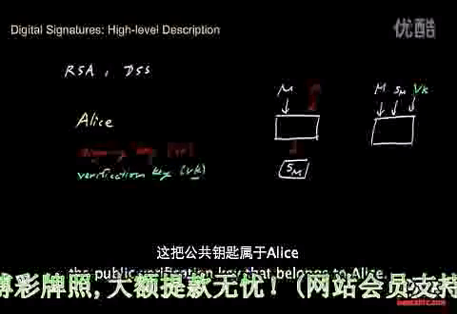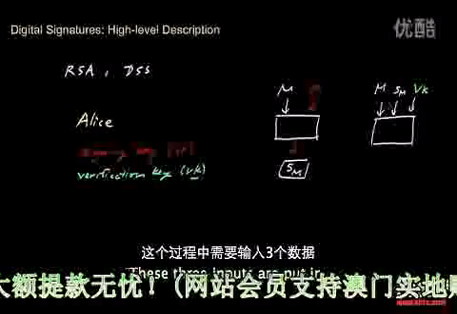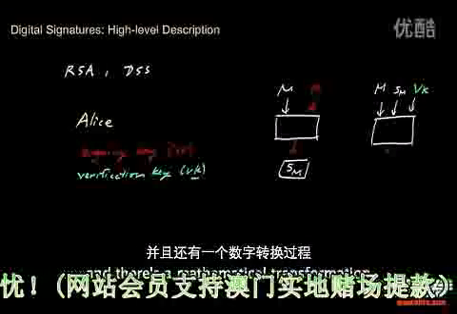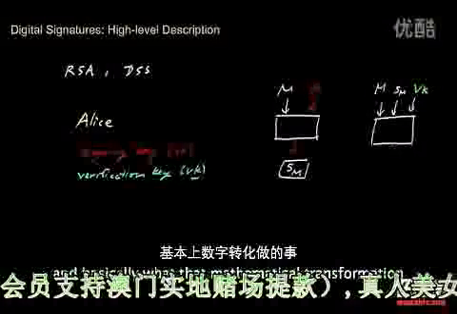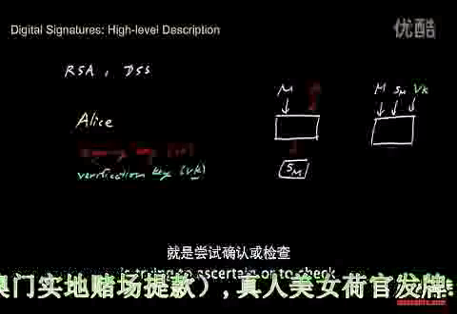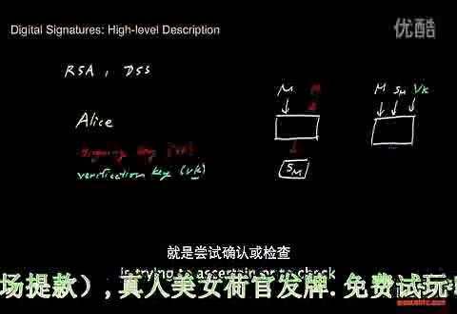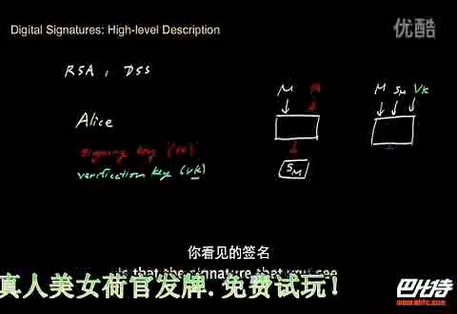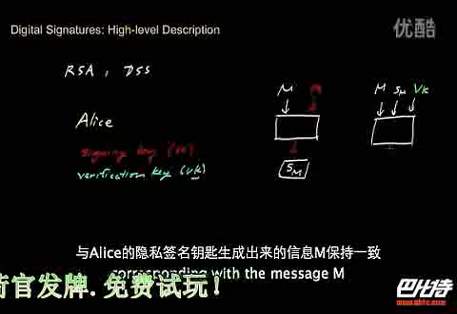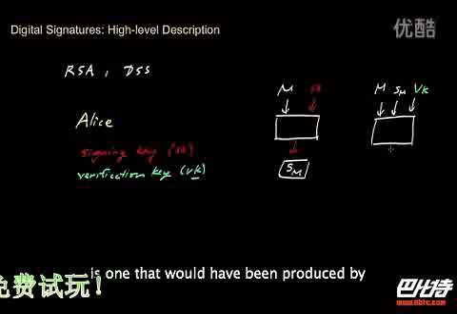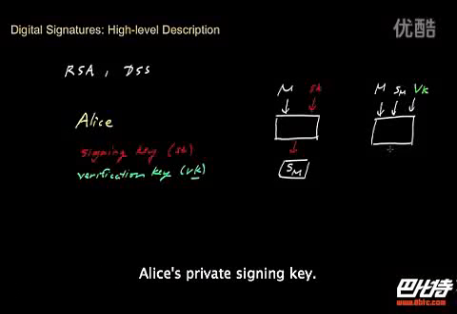belongs to Alice. These three inputs are put in, and a mathematical transformation is applied to them. What that mathematical transformation is trying to ascertain is that the signature you see corresponding to the message M is one that would have been produced by Alice's private signing key.